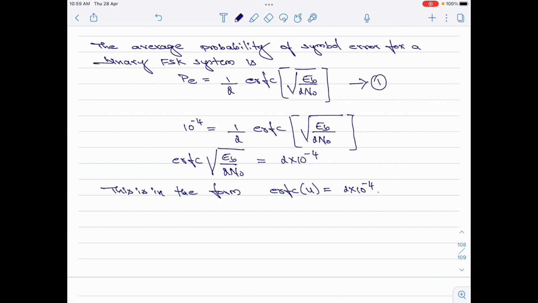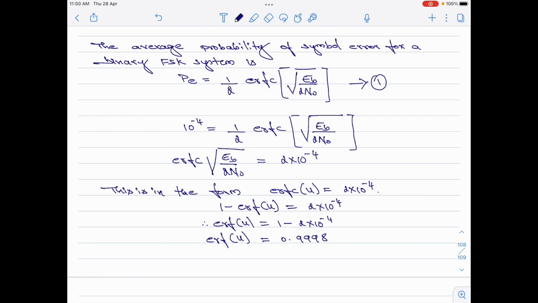We know that ERFC and ERF are complementary. In simple words, ERFC of U can be written as 1 minus ERF of U, where ERF stands for simply the error function. So, this is equal to 2 into 10 to the power minus 4. Therefore, ERF of U is equal to 1 minus 2 into 10 to the power minus 4. This is equal to 0.9998. Now, I have to go to the error function table and find the value of U for which the ERF of U is equal to 0.9998.